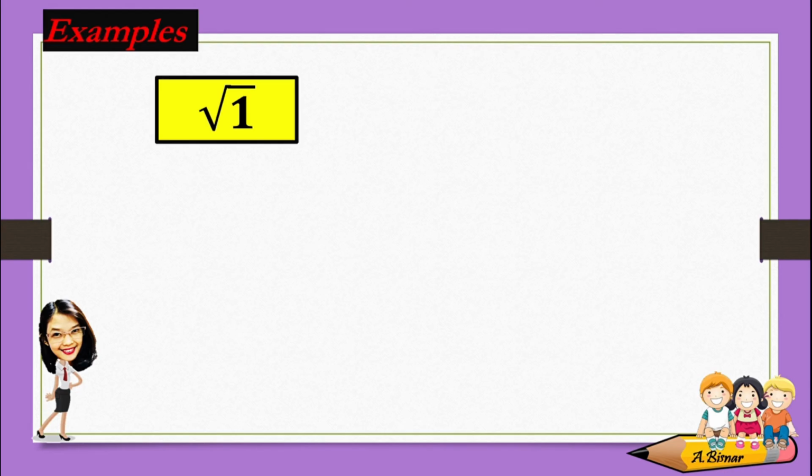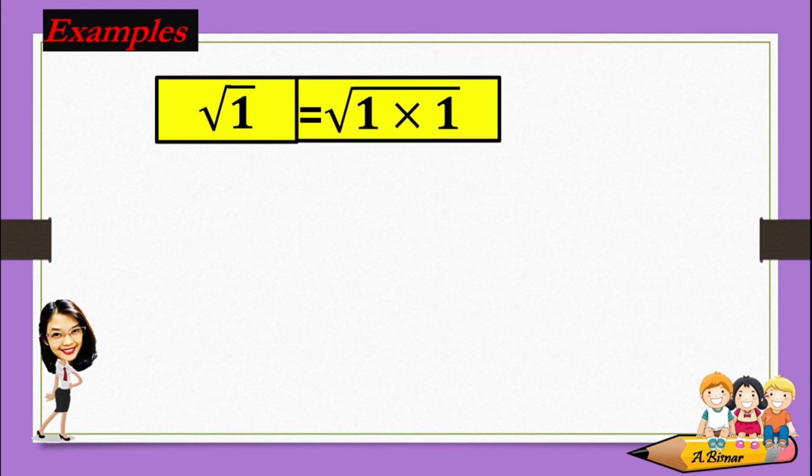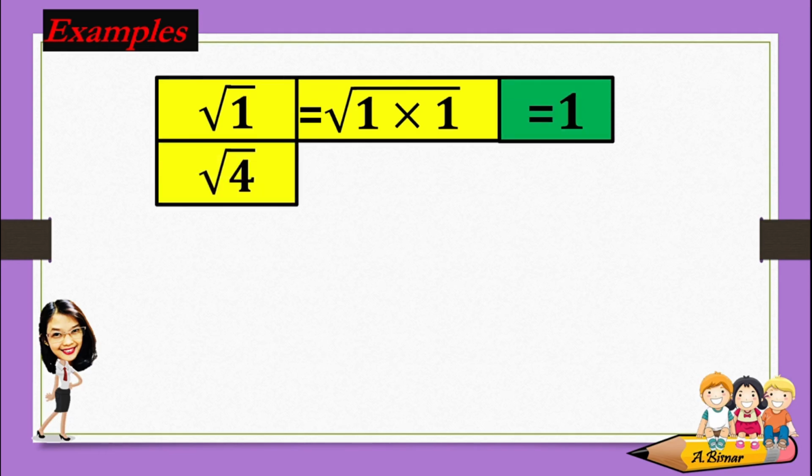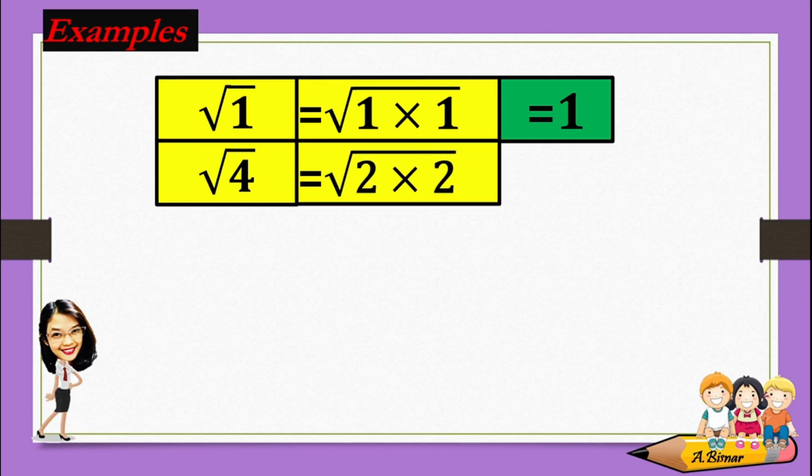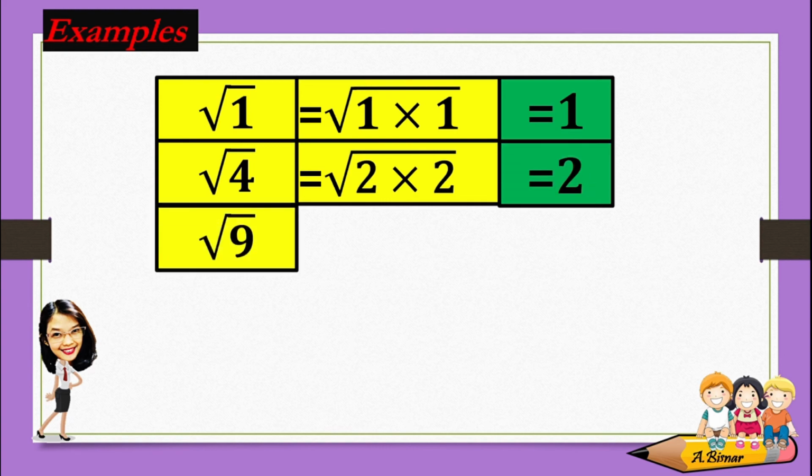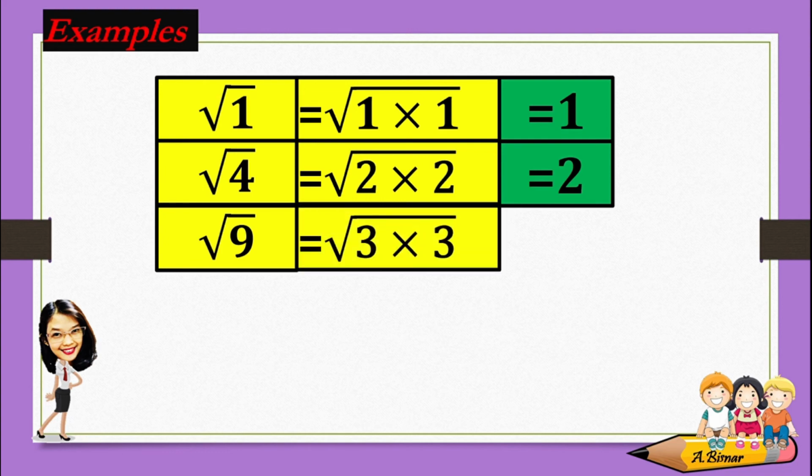Square root of 1. So that will be equivalent to the square root of 1 times 1, because when you multiply 1 times 1, the answer is 1, and so the principal root is 1. Next, square root of 4. This will be equivalent to the square root of 2 times 2. Therefore, our principal root will be 2. Next, square root of 9. And this is equivalent to the square root of 3 times 3. And the principal root will be 3.